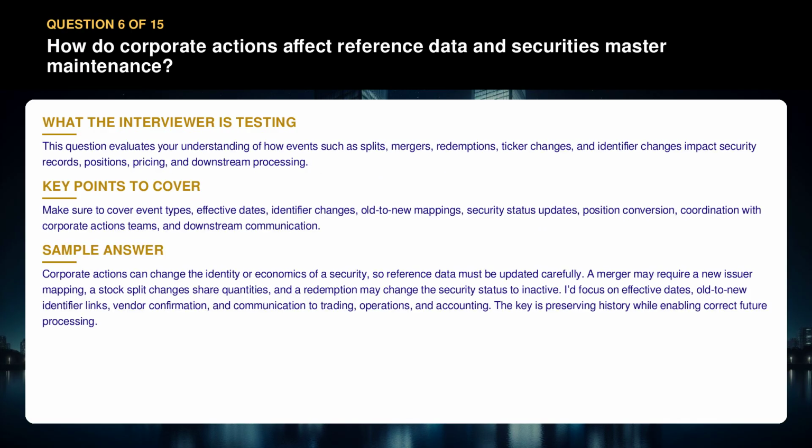Corporate actions can change the identity or economics of a security, so reference data must be updated carefully. A merger may require a new issuer mapping, a stock split changes share quantities, and a redemption may change the security status to inactive. I'd focus on effective dates, old to new identifier links, vendor confirmation, and communication to trading, operations, and accounting. The key is preserving history while enabling correct future processing.